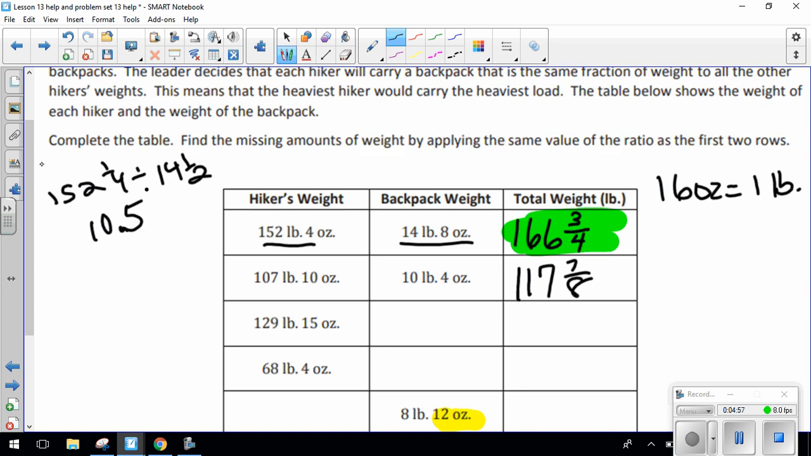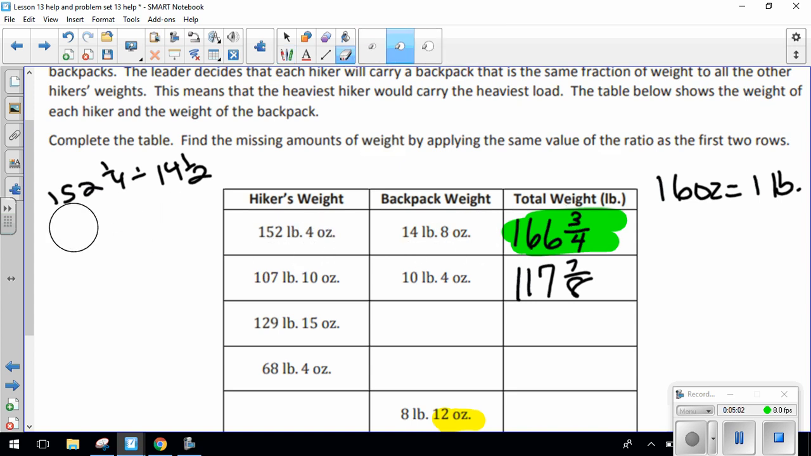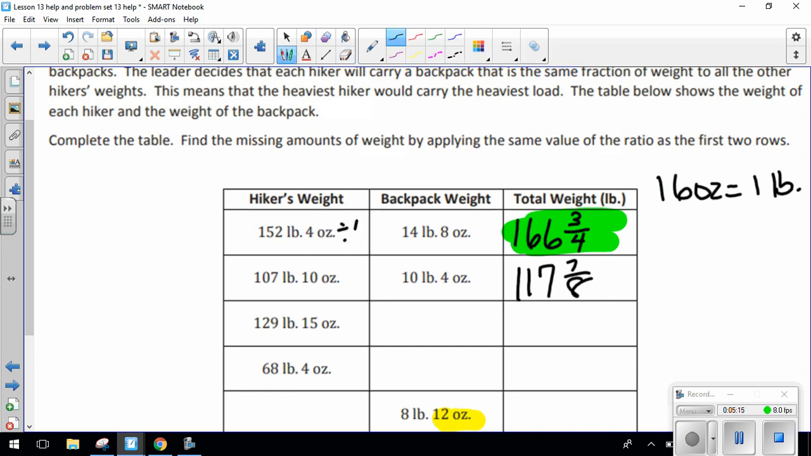I hope you are punching this in your calculator once again. If you take your calculator and do 152 and 1/4 and divide that by 10.5, you will get this 14 1/2. So I know the relationship is to divide the hiker weight by 10.5 to get the backpack weight. So obviously the hiker's weight is heavier than the backpack weight.